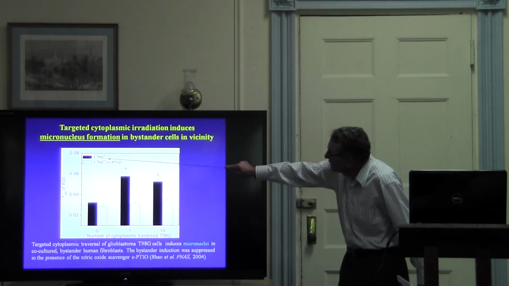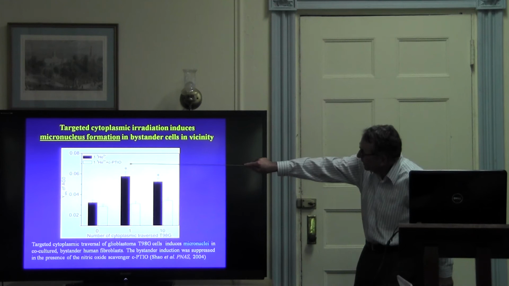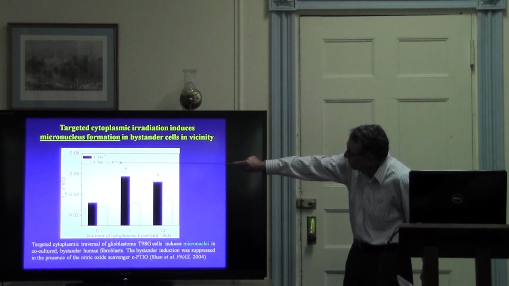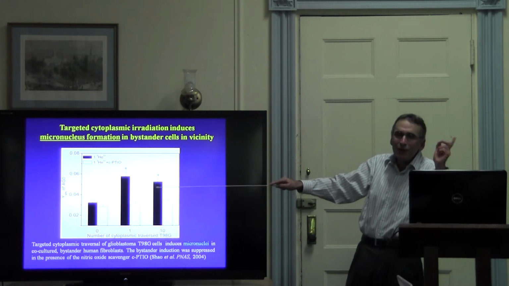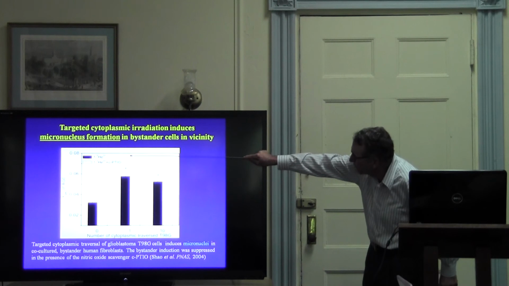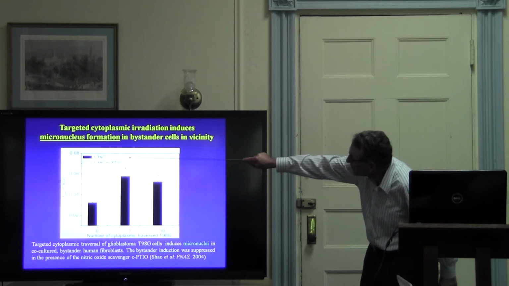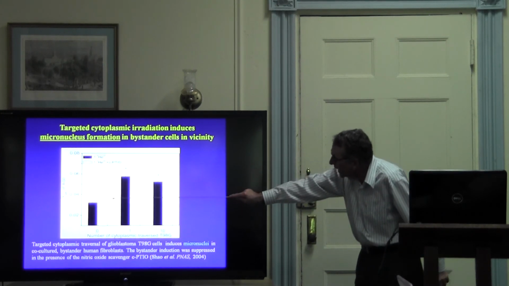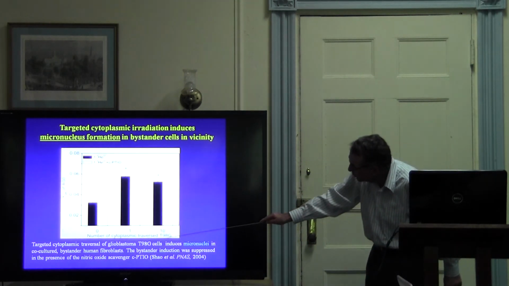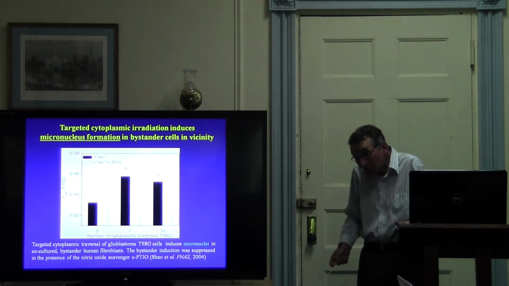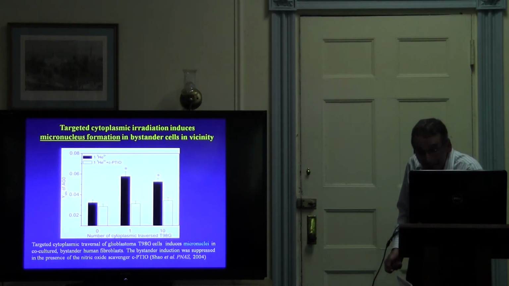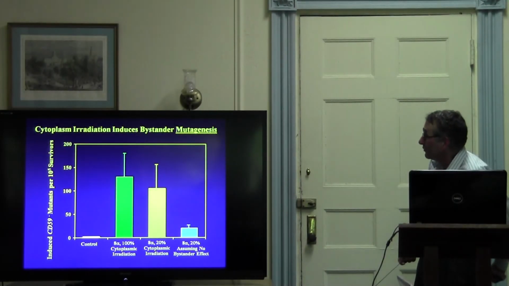But if they treated the cells with carboxy-PTIO, this is the scavenger of nitric oxide. The NMMA was an inhibitor of nitric oxide synthase. I apologize, carboxy-PTIO is a scavenger of nitric oxide. They attenuated the bystander effect using these glioblastoma cells. So for cytoplasmic irradiation, there is evidence that it induces a bystander effect.